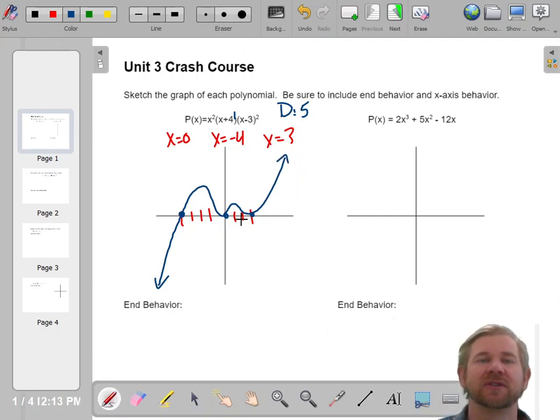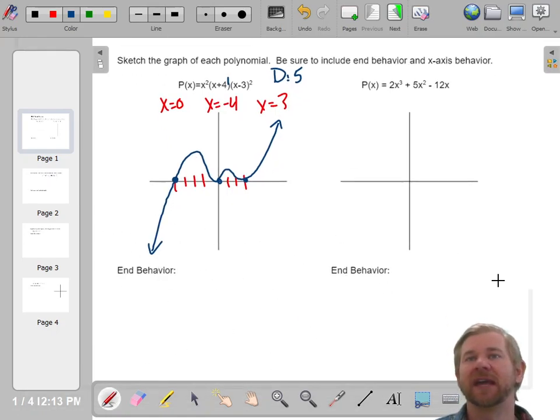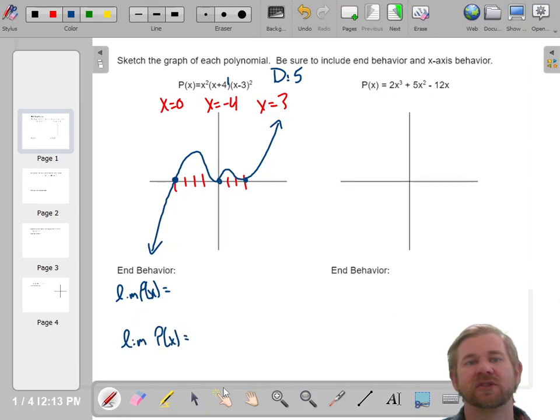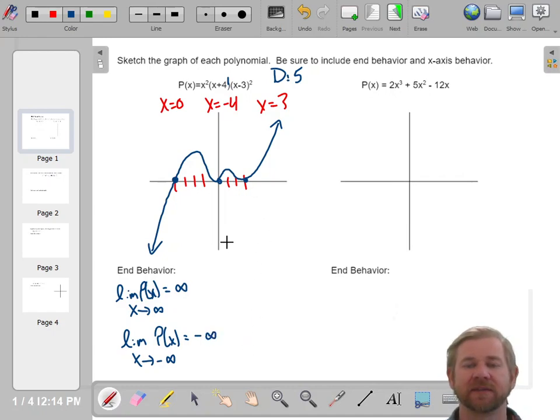Okay? But you have to pay attention to the x-axis behavior as well as the end behavior. Now, for end behavior, we're using limit statements, so I will say the limit of p of x equals. There's two endpoints, so the one on the right, I'll say x goes to positive infinity, and the one on the left, x goes to negative infinity. As it goes right, it goes up, so we say the limit is positive infinity, and as it goes left, it goes down, so the limit is negative infinity. That's it for the first one.